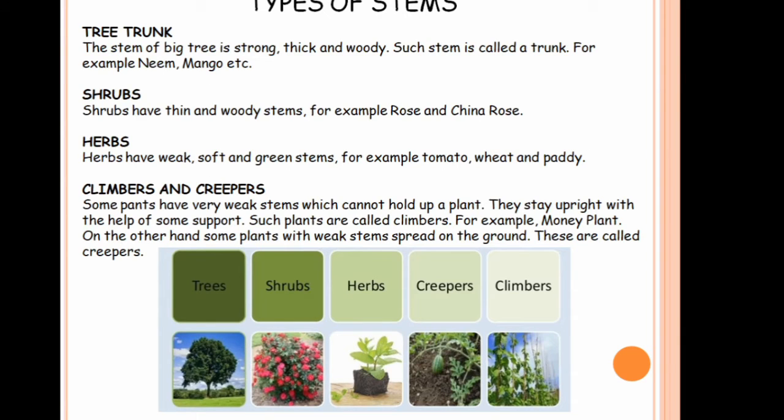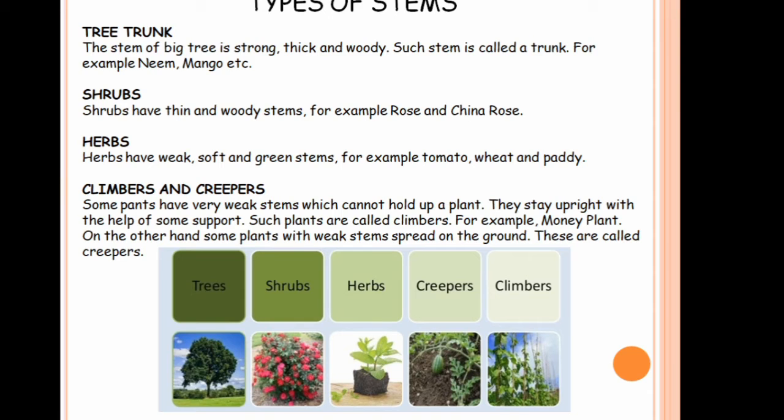Types of stems. Tree trunk. The stem of a big tree is strong, thick and woody. Such stem is called a trunk. For example, neem, mango, etc. Shrubs. Shrubs have thin and woody stems. For example, rose and China rose. Herbs. Herbs have weak, soft and green stems. For example, tomato, wheat and berry.